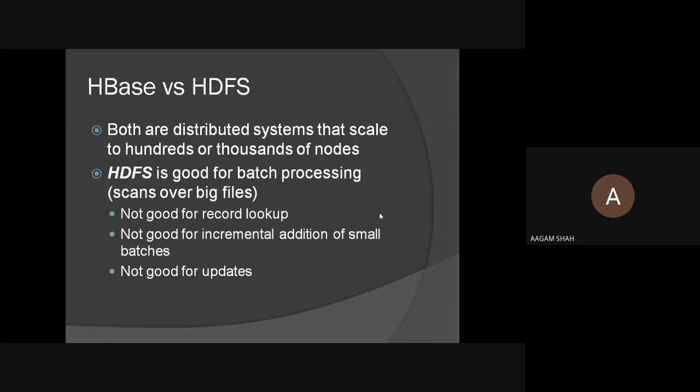So what is the difference between HBase and HDFS? That is the Hadoop distributed file system. Both are distributed systems that scale to hundreds or thousands of nodes. HDFS is good for batch processing, scans over big files. Not good for record lookup, not good for incremental addition of small batches, and also not good for updates.